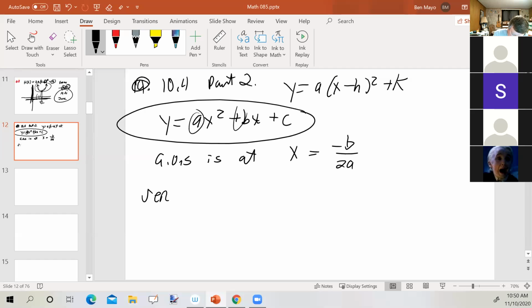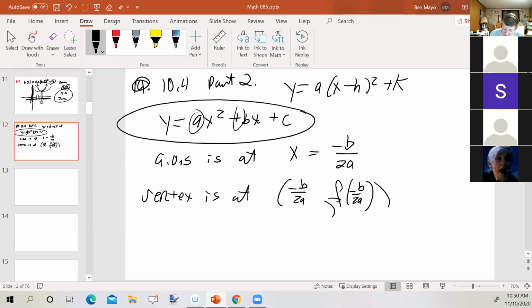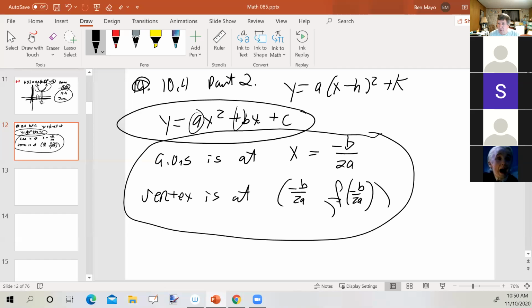And then the vertex is at, keep in mind the x value of the vertex is always the axis of symmetry. So the vertex would be at negative b over 2a, and then the y value would be f of negative b over 2a. Now that looks really fancy. All that's saying is that once you find the axis of symmetry, you plug that x value into the function to find the corresponding y value. But this is our new information today that goes with this form of the equation.